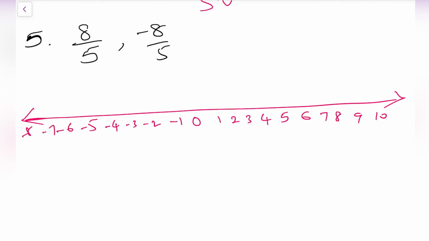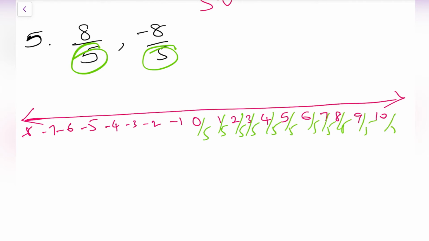Now observe the denominators. Here the denominator is 5, here also the denominator is 5. So on the number line also, for every number, keep one denominator, that is 5. 0 by 5, 1 by 5, 2 by 5, 3 by 5, 4 by 5, 5 by 5, 6 by 5, 7 by 5, 8 by 5, 9 by 5 and 10 by 5. The same way on the left side, minus 1 by 5, minus 2 by 5, minus 3 by 5, minus 4 by 5, minus 5 by 5, minus 6 by 5, minus 7 by 5 and minus 8 by 5 and it continues.